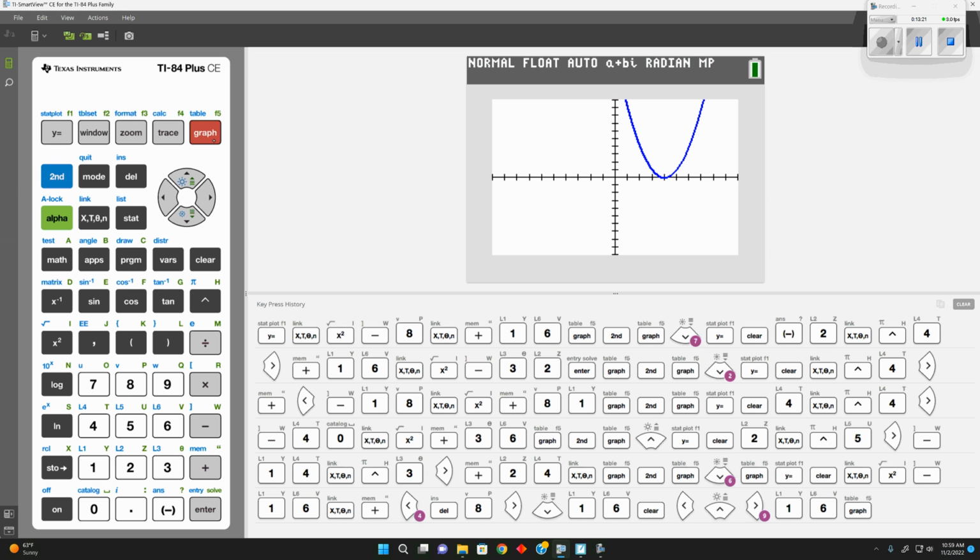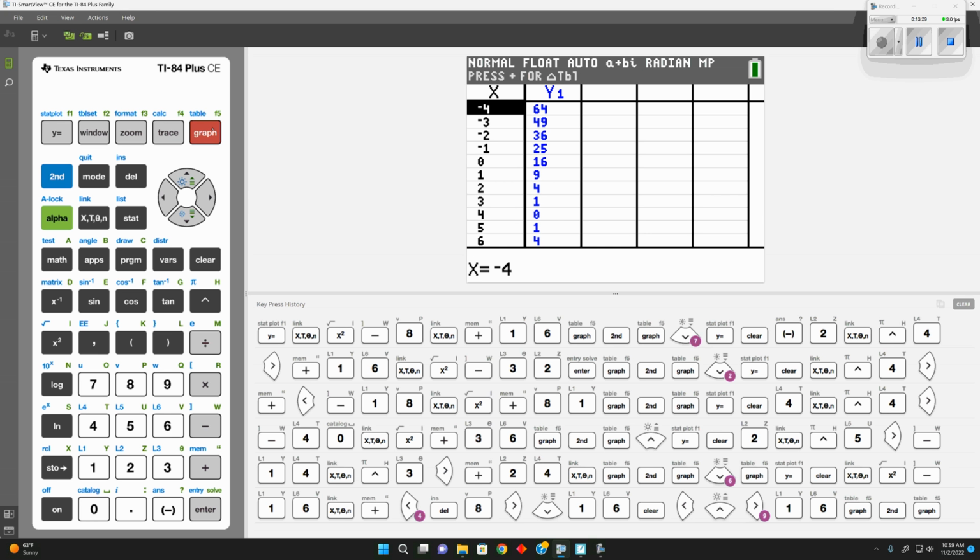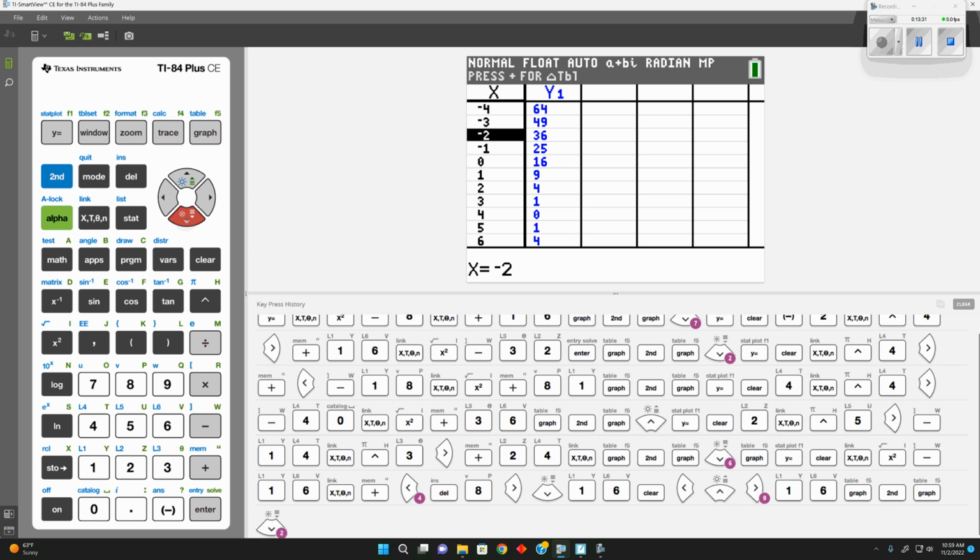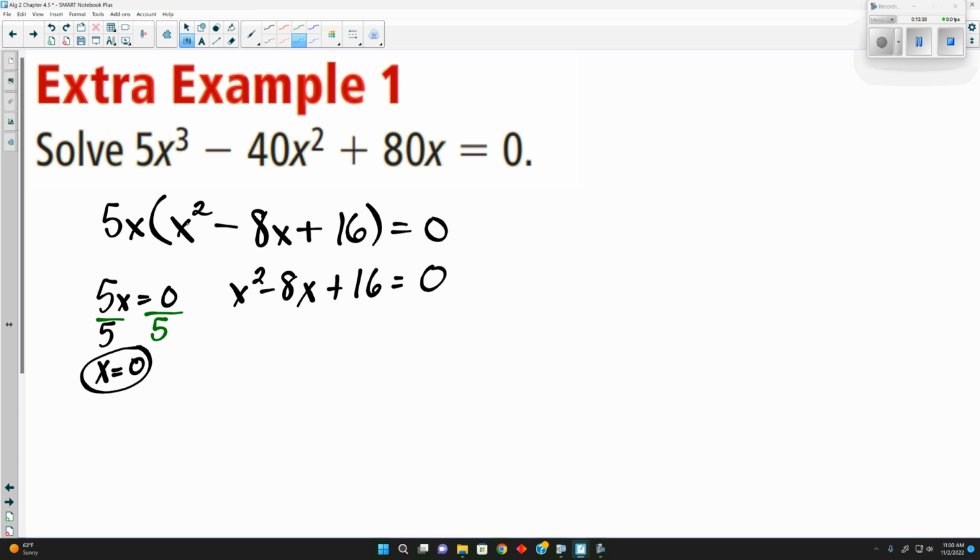Yeah, that would just be 4 and 4. And we see where it crosses the x-axis. We can go second graph to look it up more particularly, and we see that the value of x that makes the y value 0 is 4. So the solution for this here is x is equal to 4.